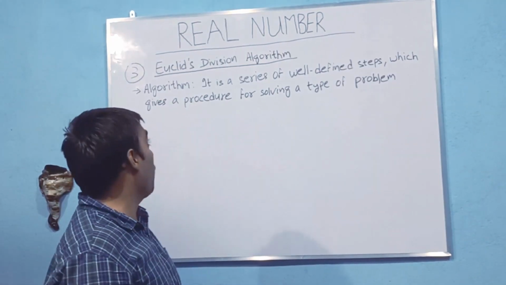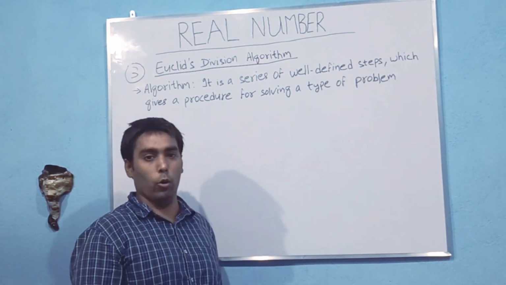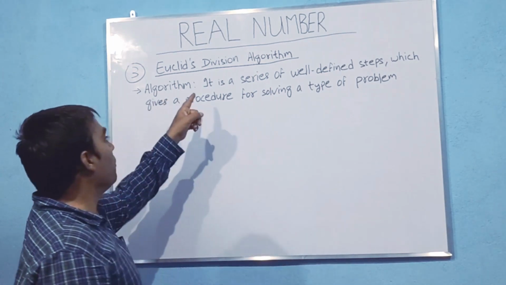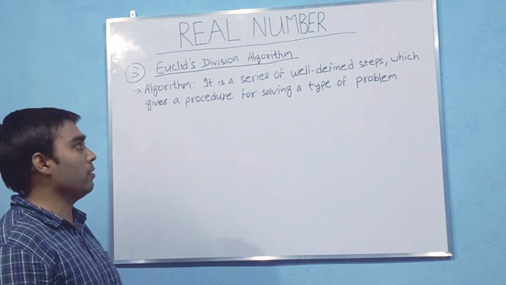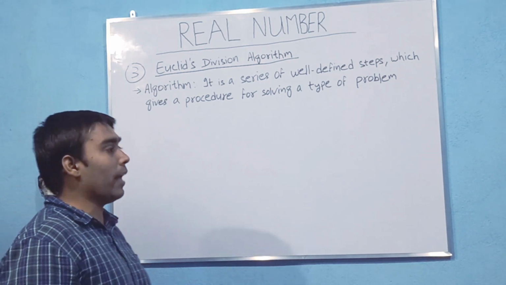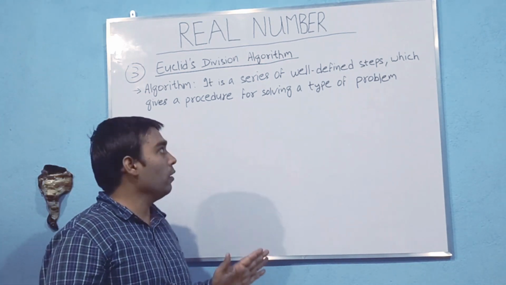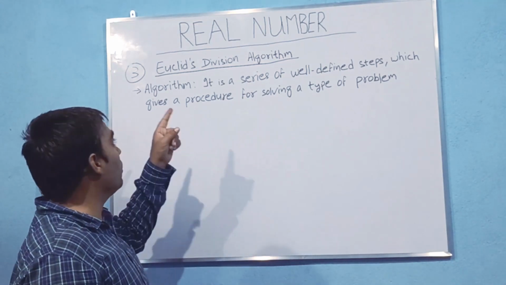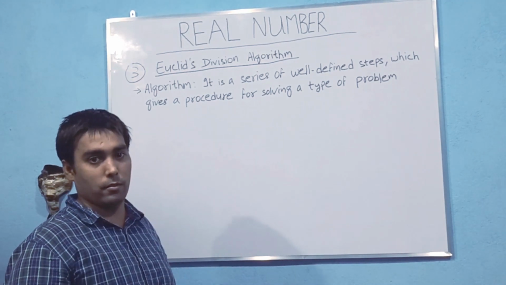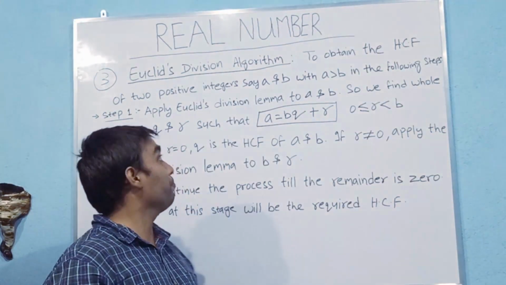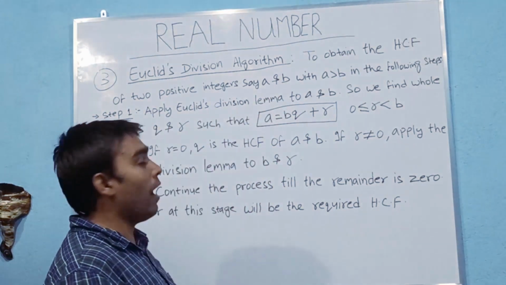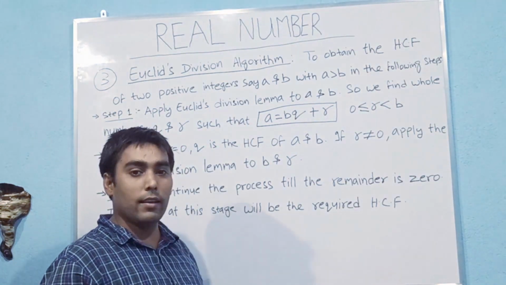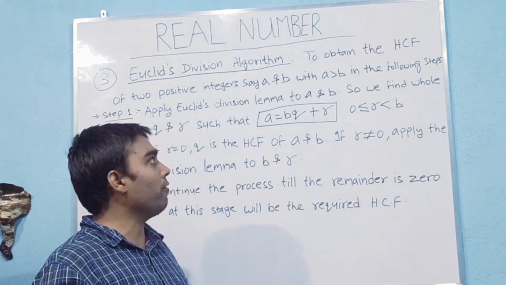Now come to our next topic, Euclid's division algorithm. First we understand what an algorithm is. An algorithm is a series of well-defined steps which gives a procedure for solving a type of problem. Through this algorithm, we define Euclid's division algorithm in the following steps. To obtain the HCF, highest common factor, of two positive integers a and b such that a is greater than b, follow these steps.